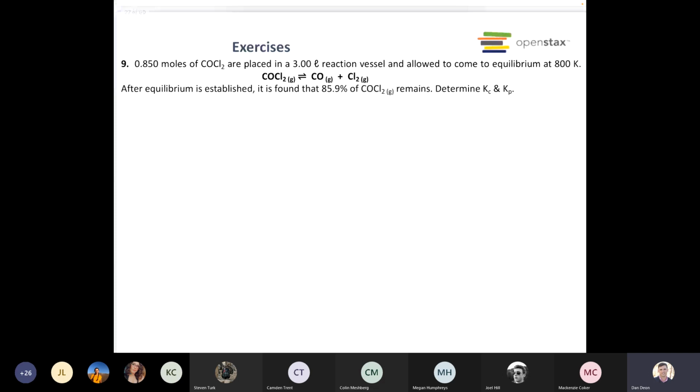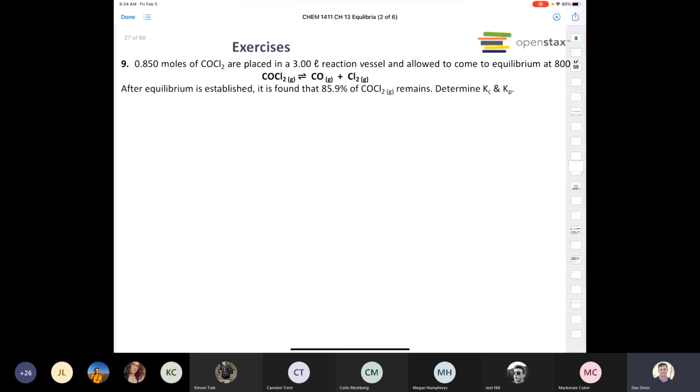So phosgene is placed in a 3-liter reaction vessel and allowed to come to equilibrium at 800 Kelvin. Here's the reaction that expresses the equilibrium, and it says after equilibrium, and this is kind of the key here, being able to interpret problems, 85.9% of the phosgene, COCl2, remains. Figure out what Kc and Kp are.